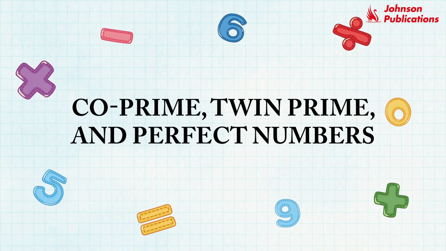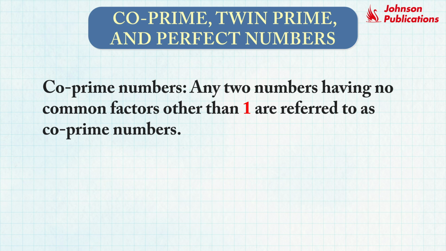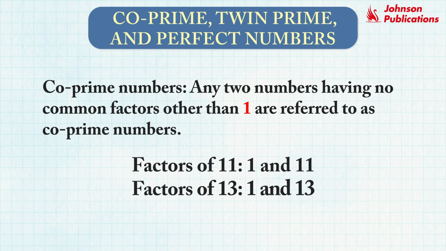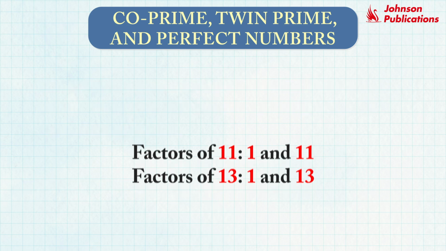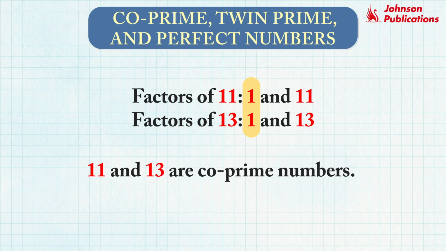Co-prime, twin prime, and perfect numbers. Any two numbers having no common factors other than 1 are referred to as coprime numbers. For example, factors of 11 are 1 and 11, factors of 13 are 1 and 13. Thus, 1 is the only common factor between them. So, 11 and 13 are coprime numbers.